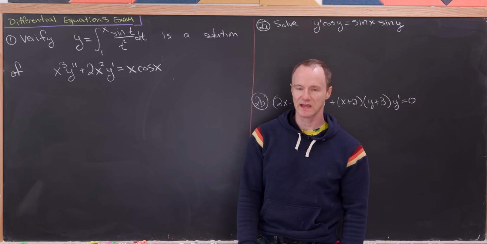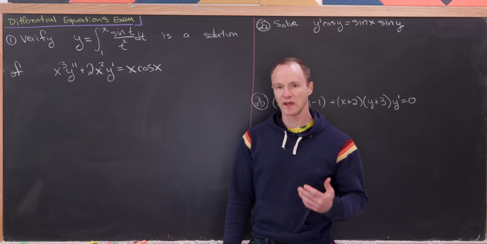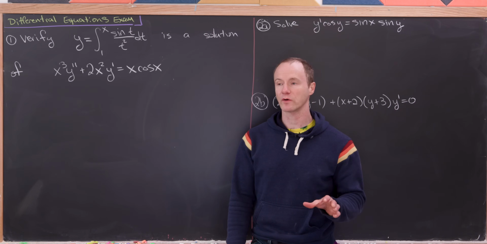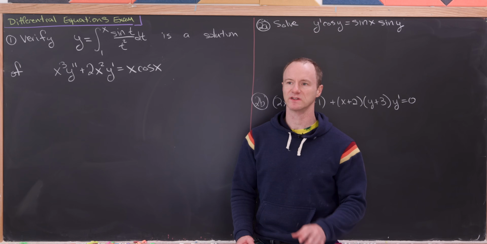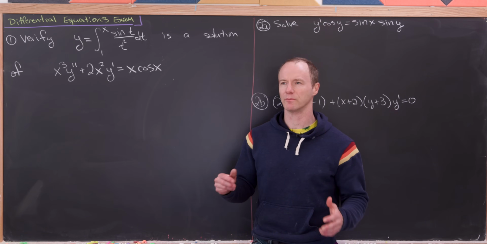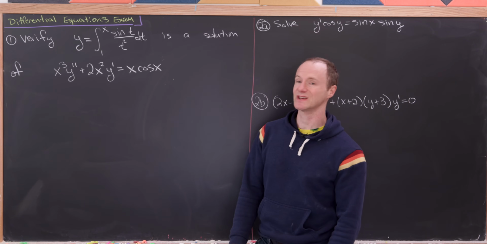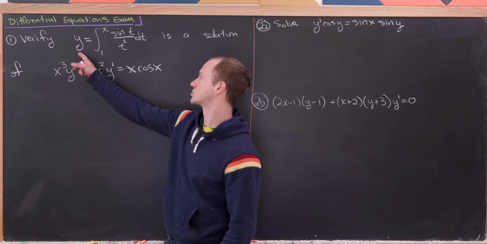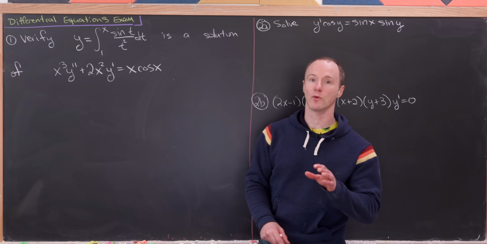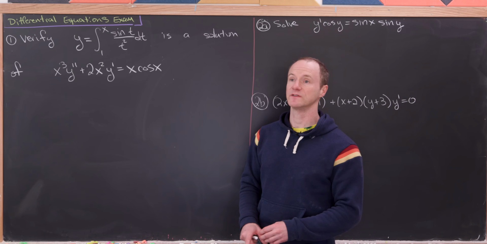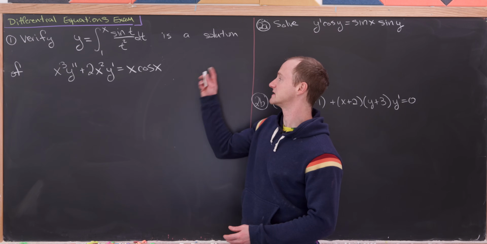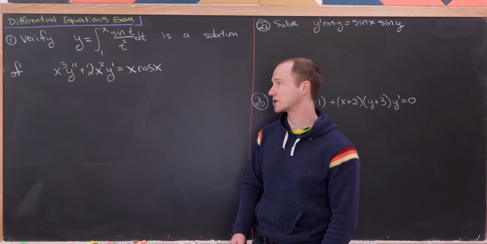So I just gave an exam in my differential equations class, and I thought I'd make a video going through the solutions, mostly for my students, but I thought that maybe it would have a broader interest. So let's do it. The first question is to verify that the function y equals the integral from 1 to x of sine of t over t squared is a solution to the following differential equation.